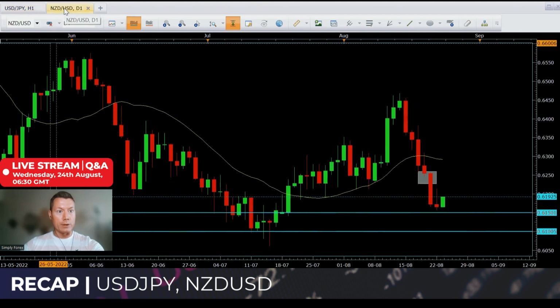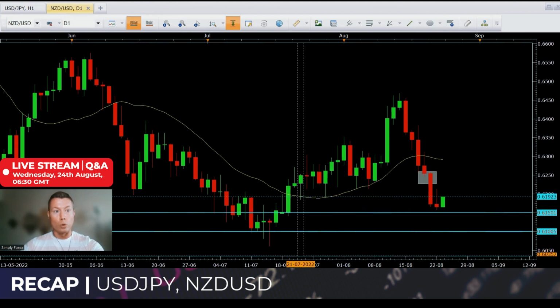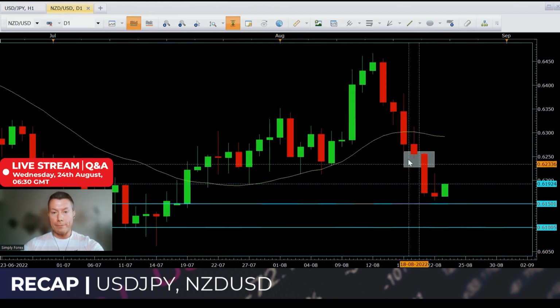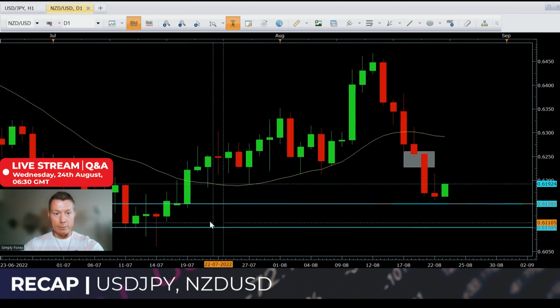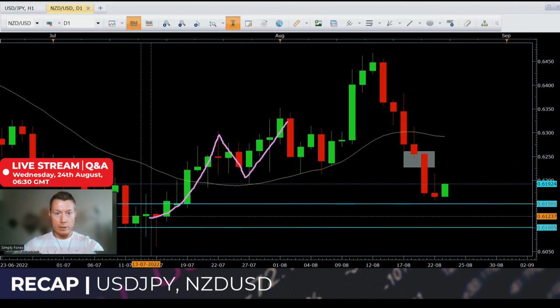The second one was this. This was the New Zealand dollar against the US dollar, and we were looking to short this pair because we were looking at US dollar strength. The idea with this one was that it was in an uptrend: higher highs, higher lows, higher highs, higher lows, higher highs. But then it came down, dropping like a stone, basically.